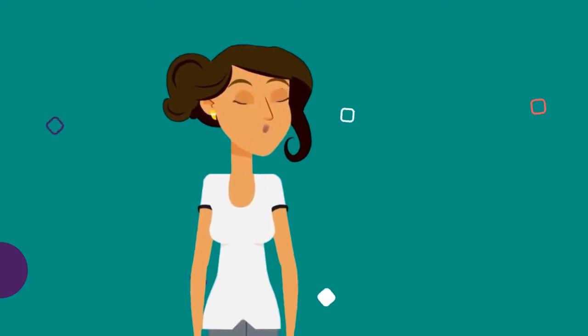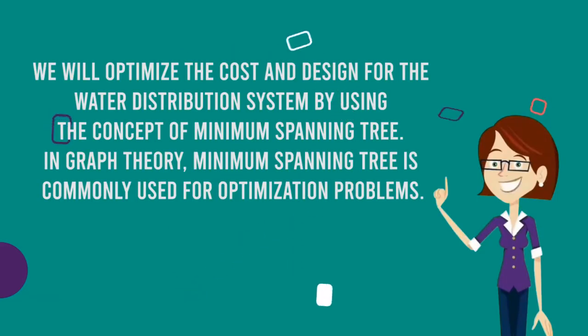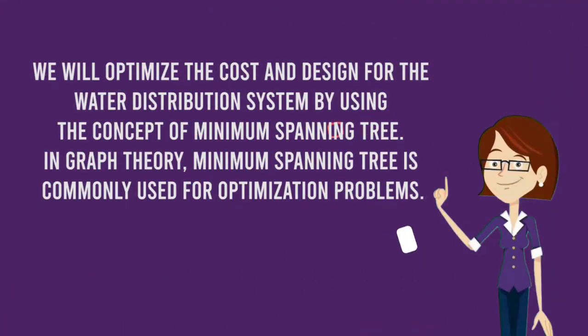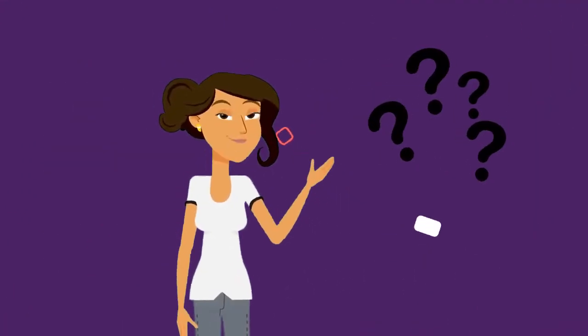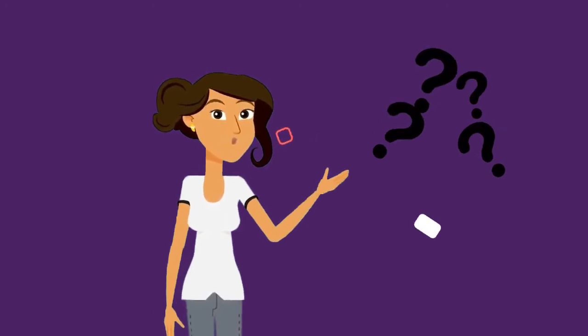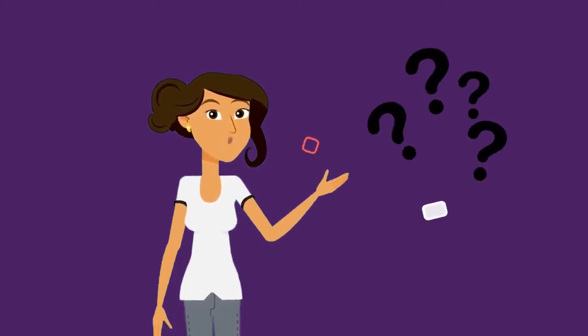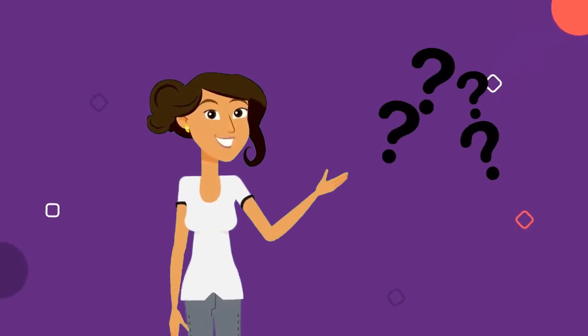I need water. We will optimize the cost and design for the water distribution system by using the concept of minimum spanning tree. In graph theory, minimum spanning tree is commonly used for optimization problems. What is a minimum spanning tree? And how can we apply it in minimizing the cost of designing the water distribution system?